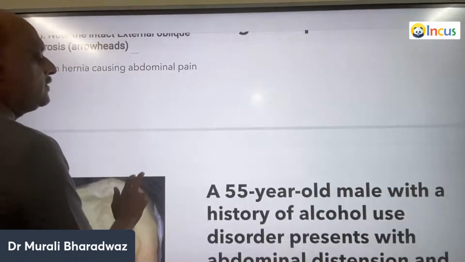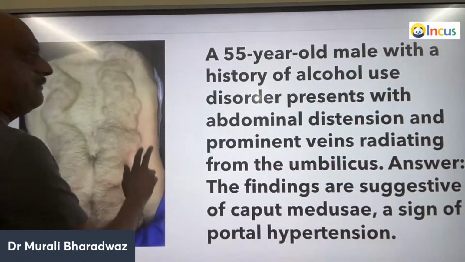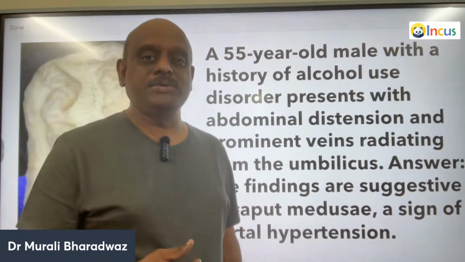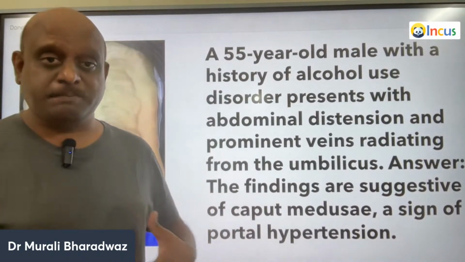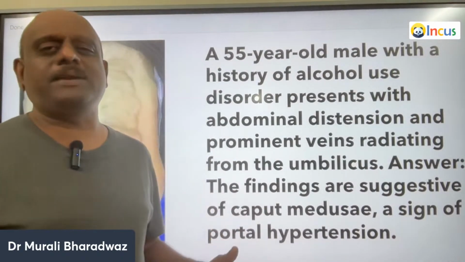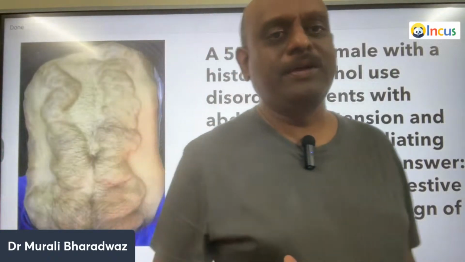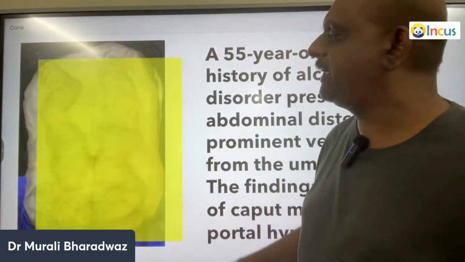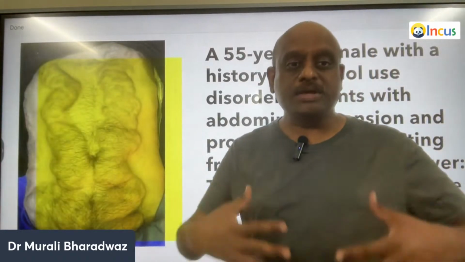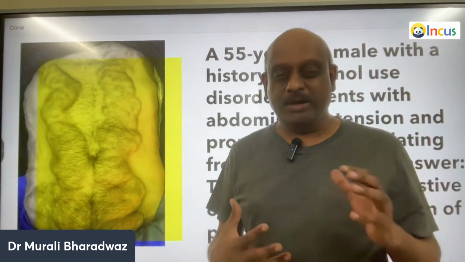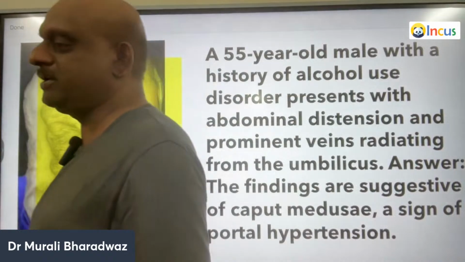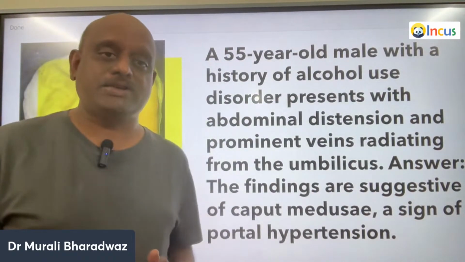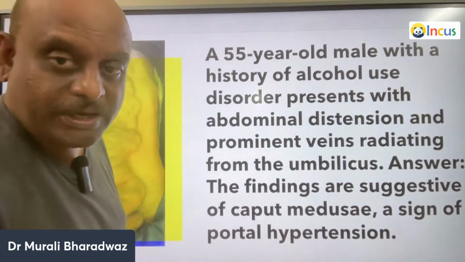Now, the next clinical case vignette, a 55-year-old male with a history of alcohol use, with abdominal distension, prominent veins radiating from the umbilicus, the classical description of caput medusae. You can see how prominent the caput medusae can become. You need to identify that as one of the features of cirrhosis of the liver with portal hypertension, is what you need to understand.